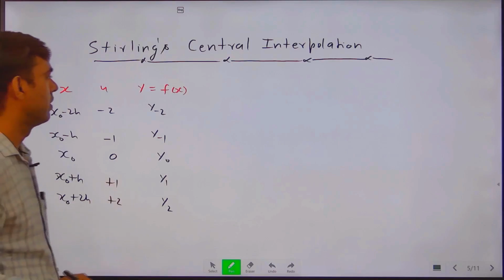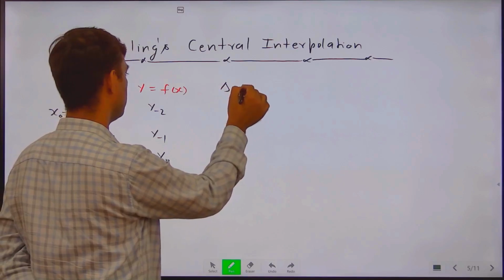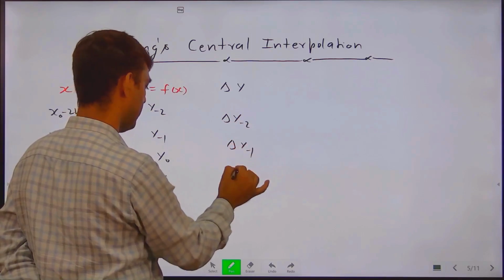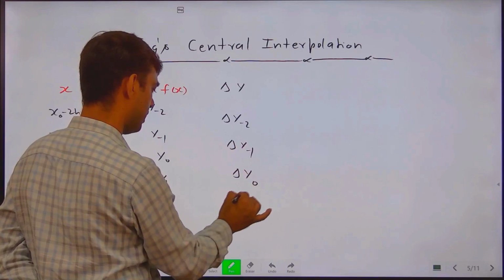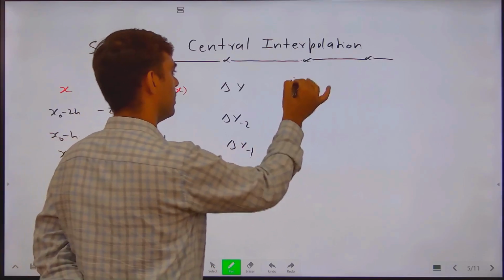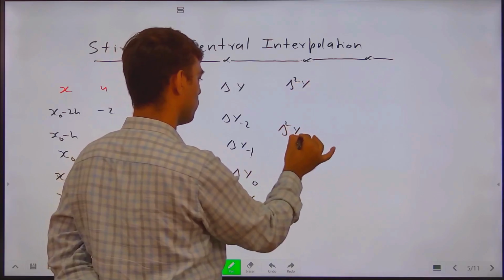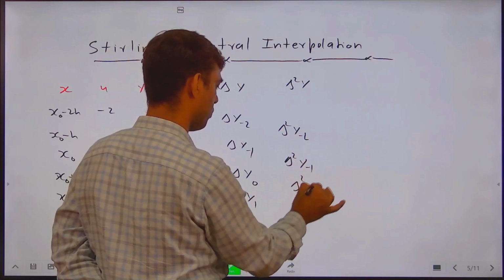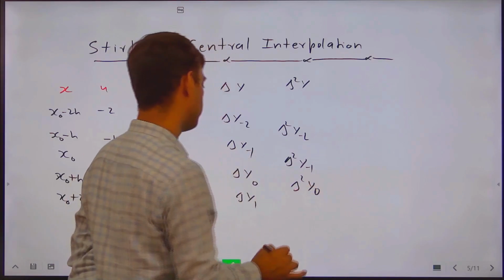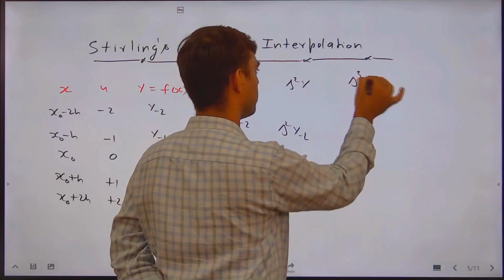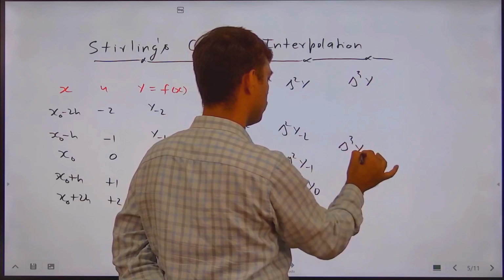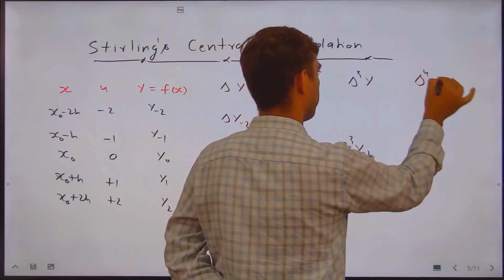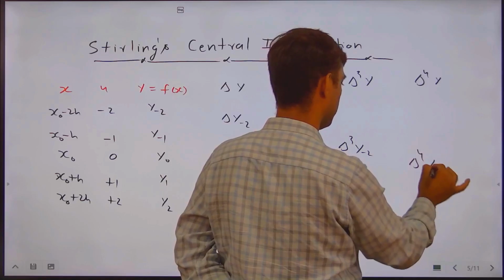So if we construct the forward difference table, then first order is del y minus 2, del y minus 1, del y 0, and del y 1. Similarly, second order forward differences are del 2 y minus 2, del 2 y minus 1, and del 2 y 0. Then del 3 y with del 3 y minus 2 and del 3 y minus 1, and del 4 y, the fourth order forward difference, with del 4 y minus 2.